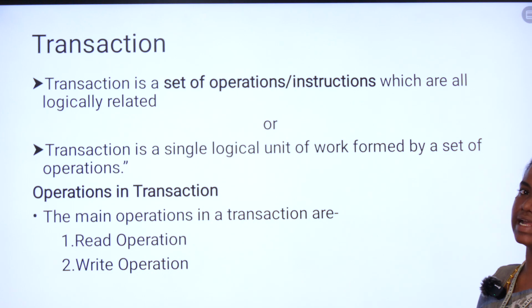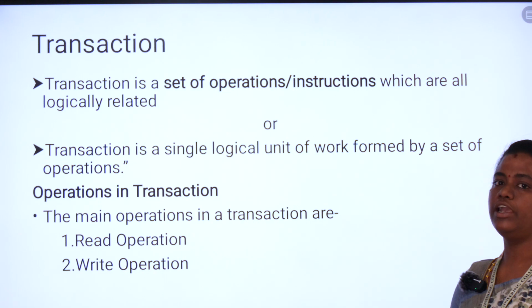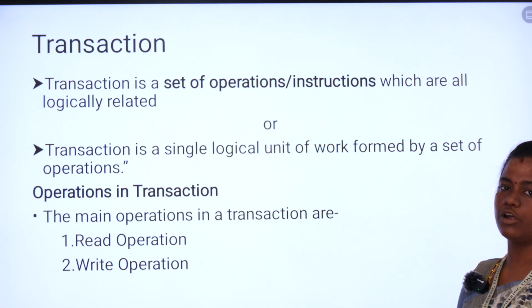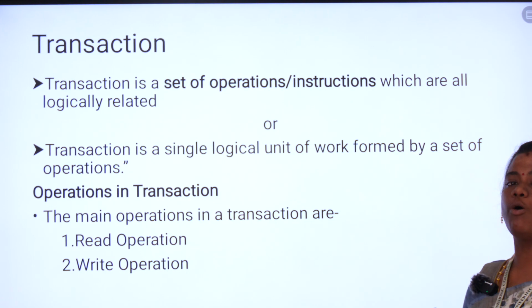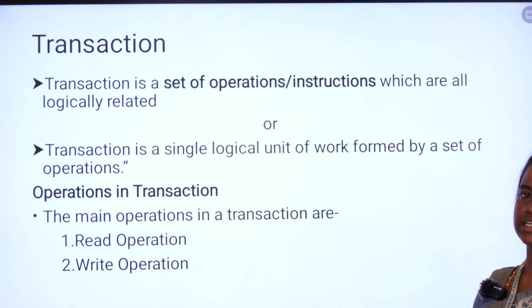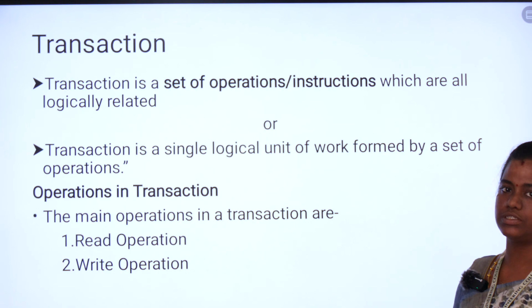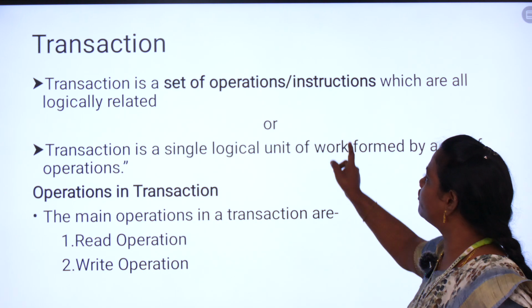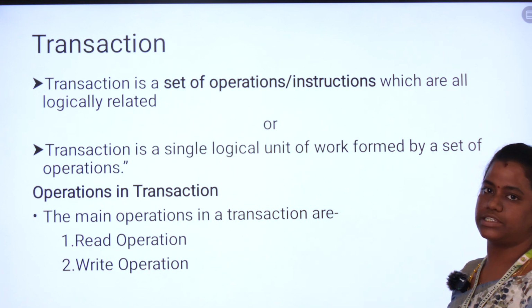So first is transaction. Generally, your set of instructions is called a program in programming languages like C, C++, Java. Likewise, in an operating system, your set of instructions is called a job, thread or process. Likewise, in a database management system, your set of instructions is called a transaction.